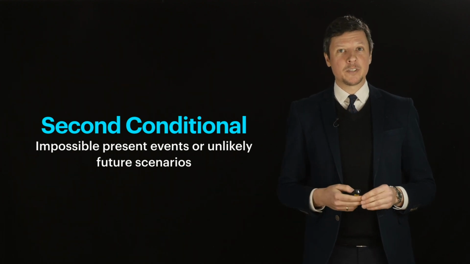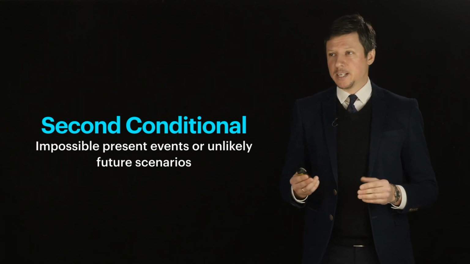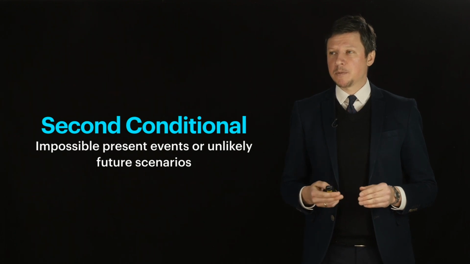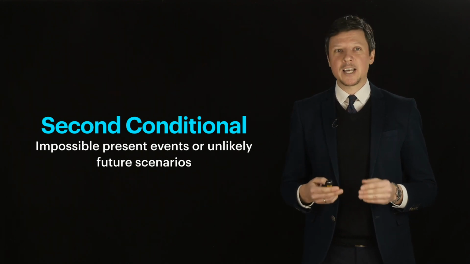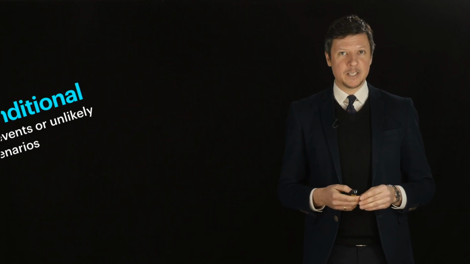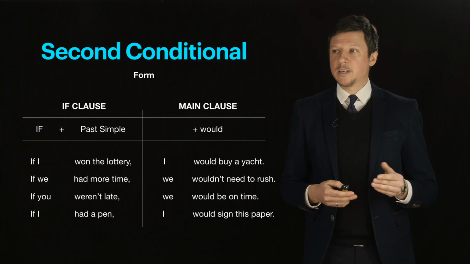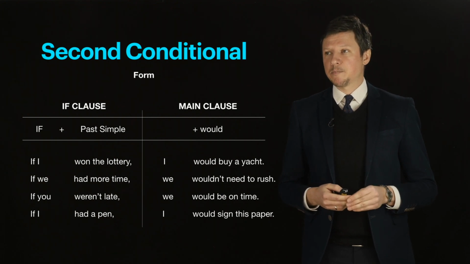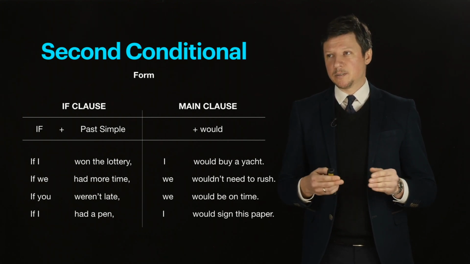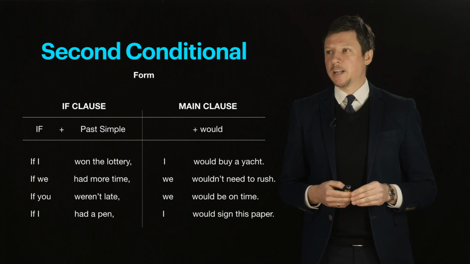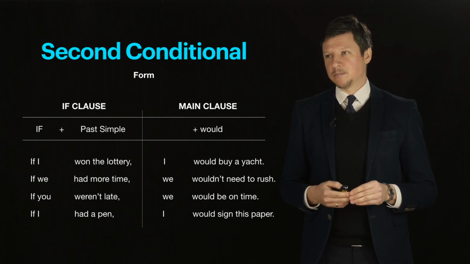This brings us to the end of first conditionals and it's time to move on to the second conditionals. The second conditionals are used for impossible present events or unlikely future events. Let's have a look. How do we form these structures? We use the if and past simple in the first part of the sentence, that is the if clause, and we use would in the main clause.